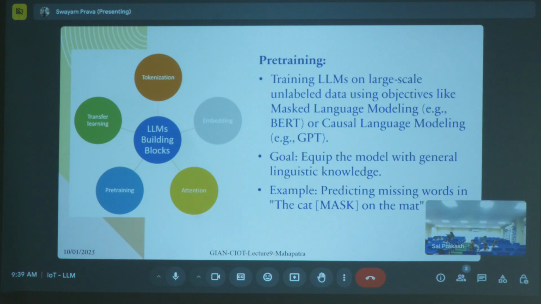For example, models like BERT are trained to predict missing words in sentences, such as this example here, "the cat," and then we mask or hide the word, and then we write "on the mat." Now the model will try to predict what that hidden word, the word that we have masked, is. So it will predict that it is "sat" because it seems the most probable.